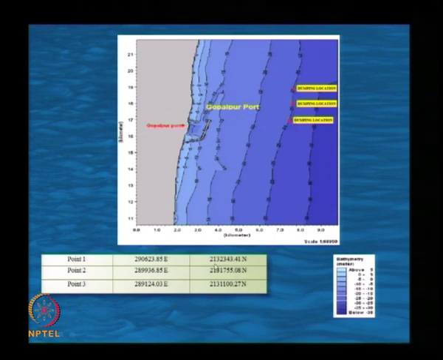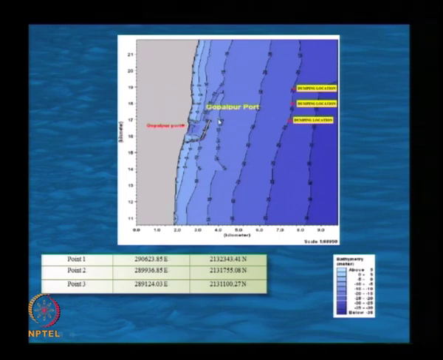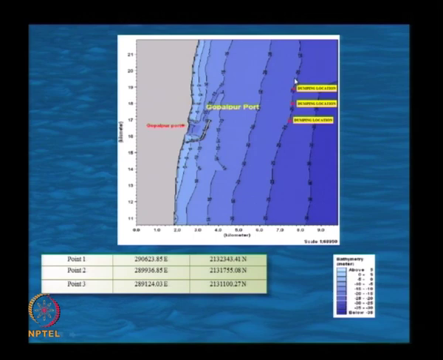We are showing the latitude and longitude. The bathymetries are shown here: 0 to 5, 5 to 10, 10 to 15, 15 to 20 and so on, in meters. In the 20 meter contour, at 3 locations, we are dumping the material.